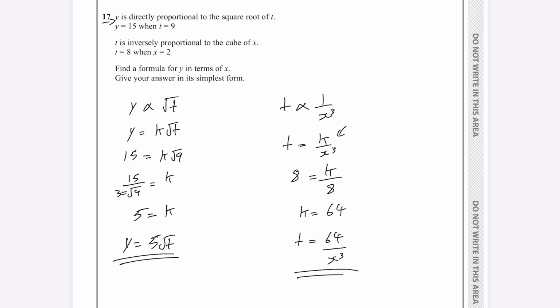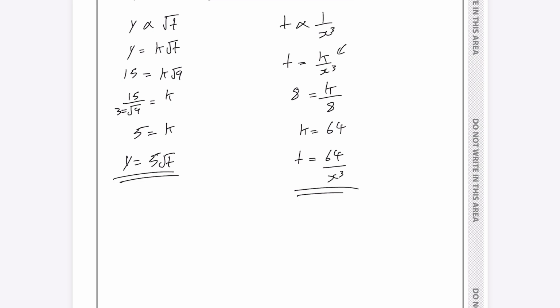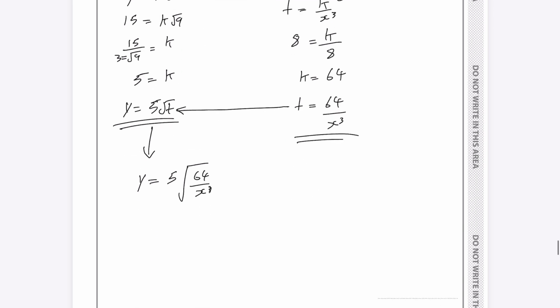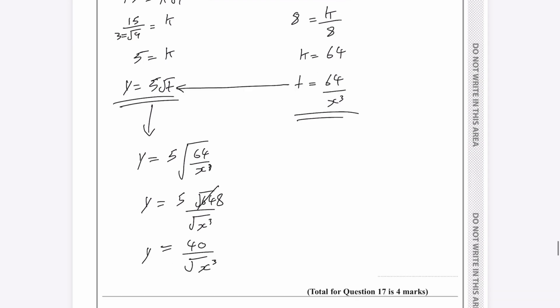Now the question is saying find a formula for y in terms of x. If we start off with y is equal to 5 root t, we can substitute in that t there, so that will become 64 over x cubed. It says give your answer in its simplest form, so we can rewrite this as y is equal to 5 root 64 over root x cubed. Now root 64 becomes 8, and then we're left with 8 times 5, so y is equal to 40 over root x cubed.